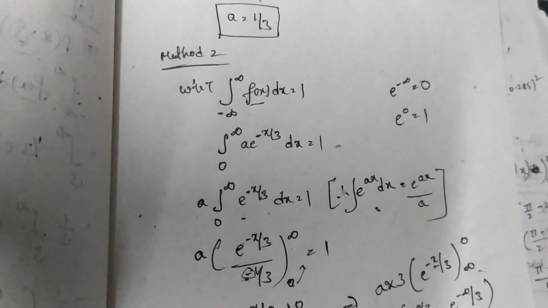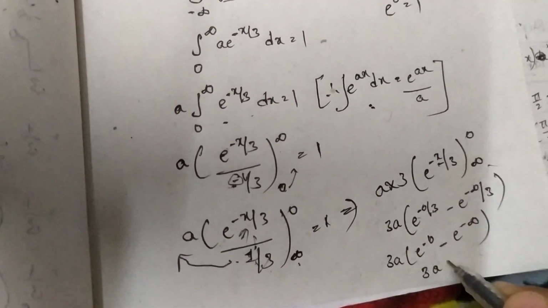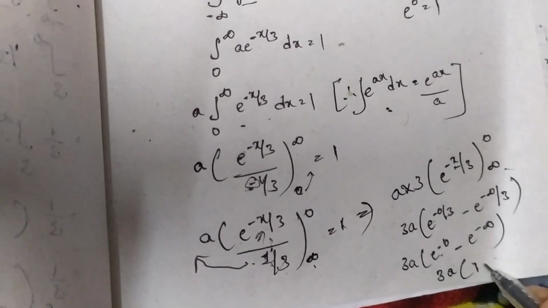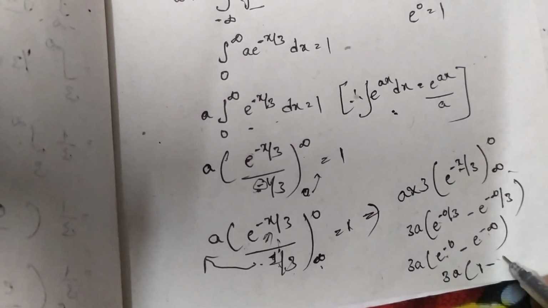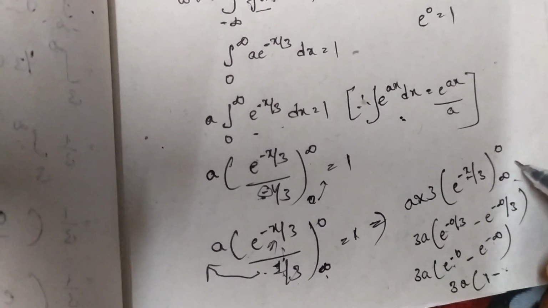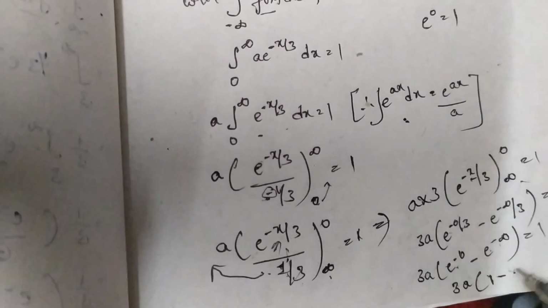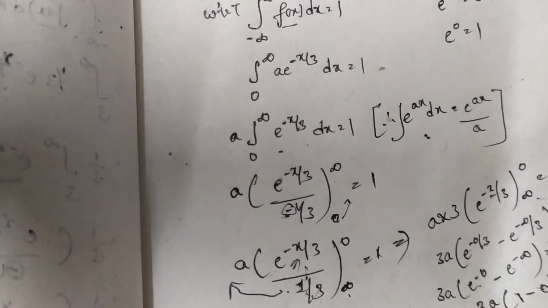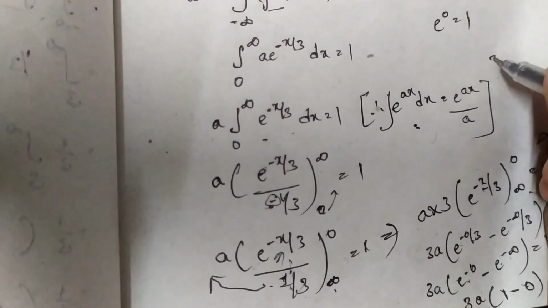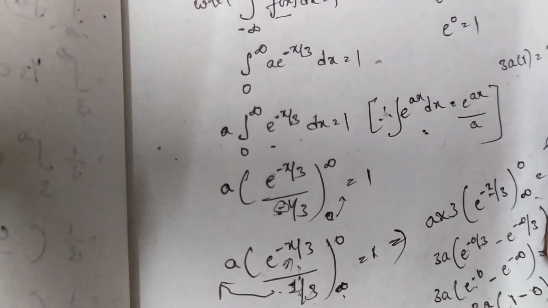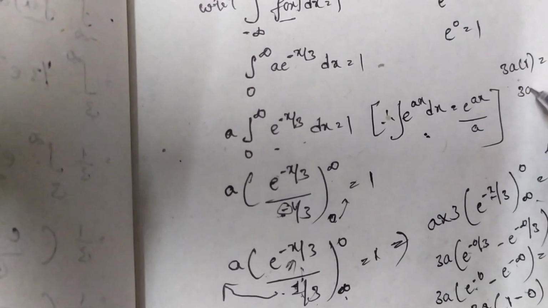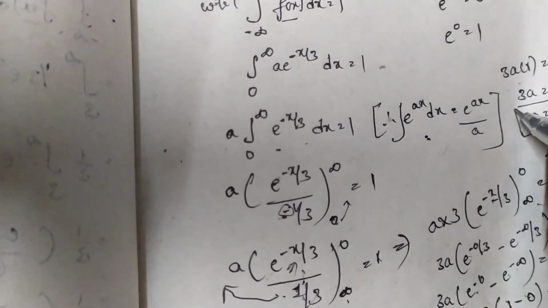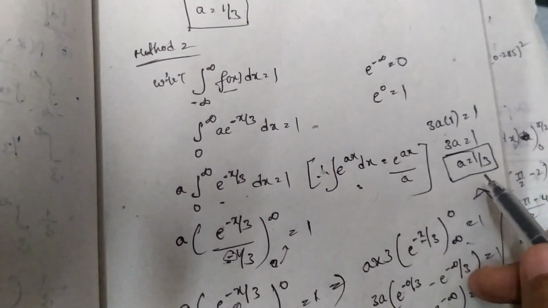So in place of e power 0 we get 1, and minus e power minus infinity value is 0, equals to 1. Write this here: 3a of 1 equals to 1, 3a equals to 1 and a equals to 1 by 3. This is another method to find the value of a.